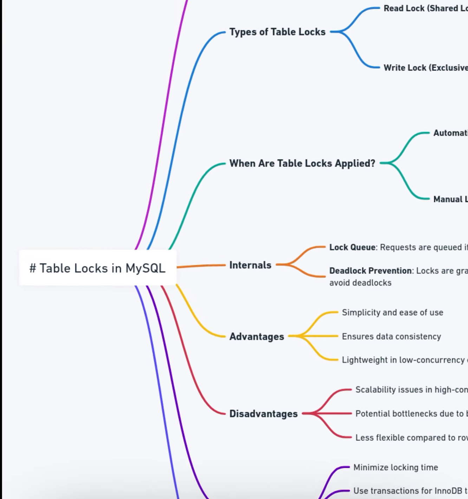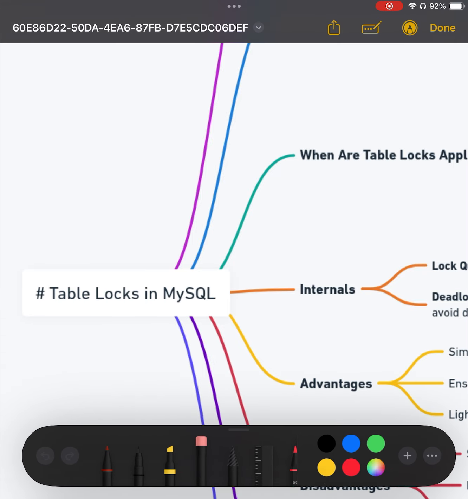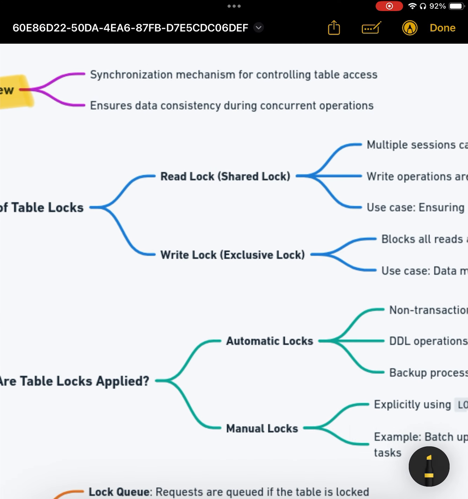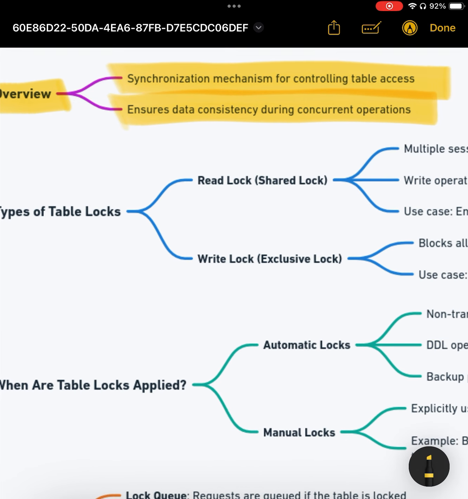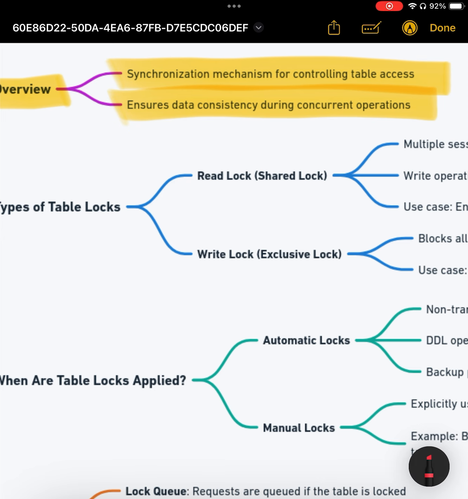Explaining the mind map on table locks in my notes. 1. Overview. Table locks in MySQL are a synchronization mechanism designed to control access to an entire table during concurrent operations. They ensure data consistency and prevent conflicts when multiple users or processes interact with the same table. Table locks are particularly useful in non-transactional storage engines like MyISAM, which do not support row-level locking.